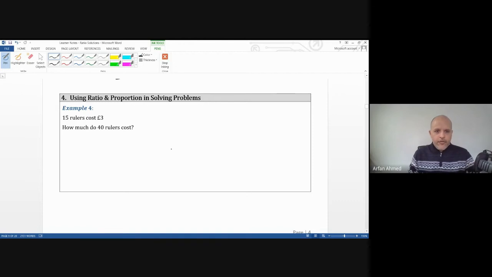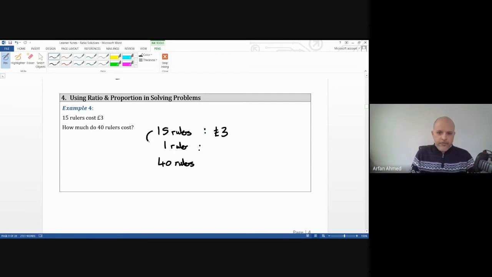Example 4, 15 rulers cost £3. How much do 40 rulers cost? So again, this is definitely functional skills. So if you've got 15 rulers for every £3, we want what 40 rulers is. Well, to get from 15 to 40 in one step is quite a big step to go from. So maybe do a step in between. I always work out what one ruler represents and then go to 40.